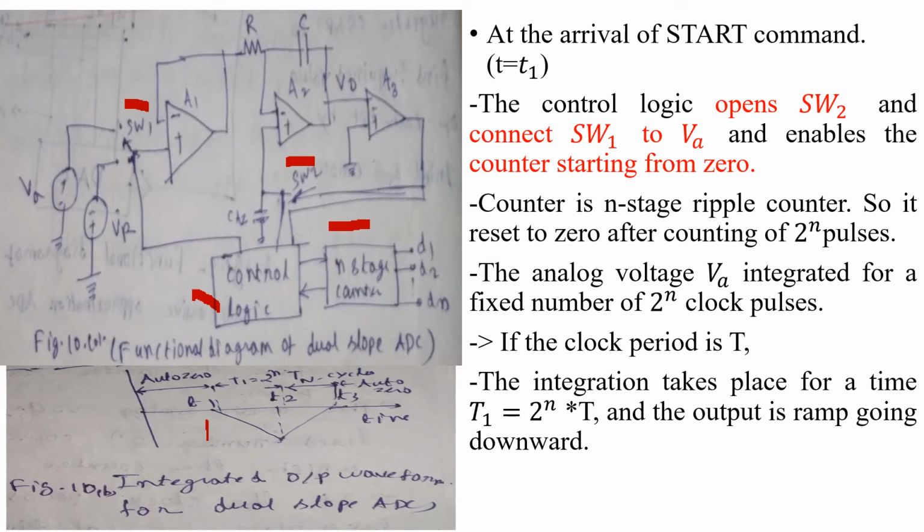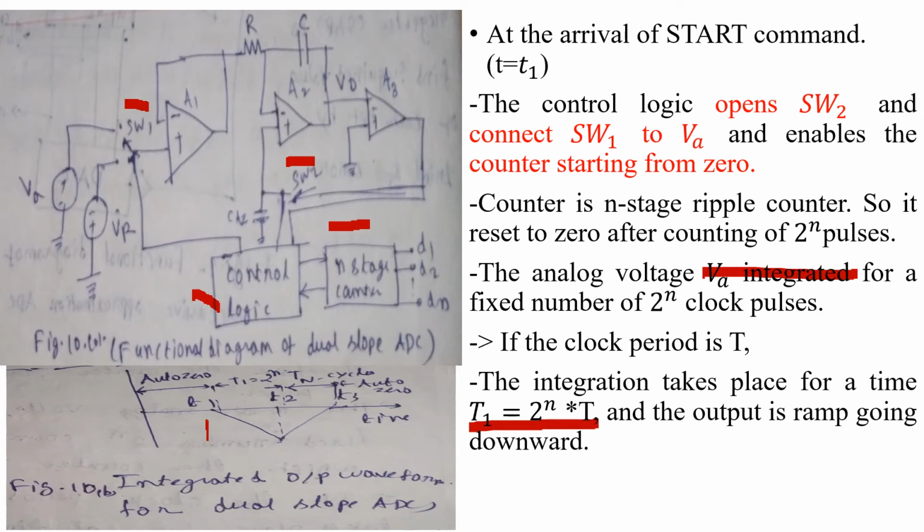So the analog voltage VA is integrated for a fixed number of 2 to the n clock pulses. If the clock pulse period is T, the integration takes place for the time T1 equal to 2 to the n into T. If each clock pulse time period is T, then 2 to the n clock pulses take 2 to the n into T. So the integration takes place for the total number of counts, 2 to the n clock pulses, and the total time period is T1 equal to 2 to the n into T.